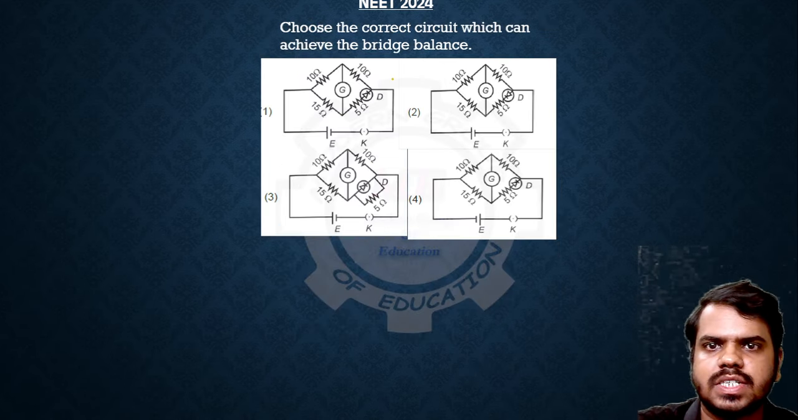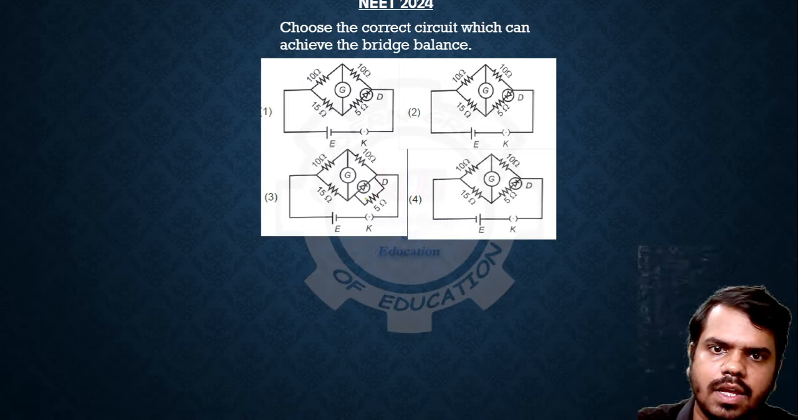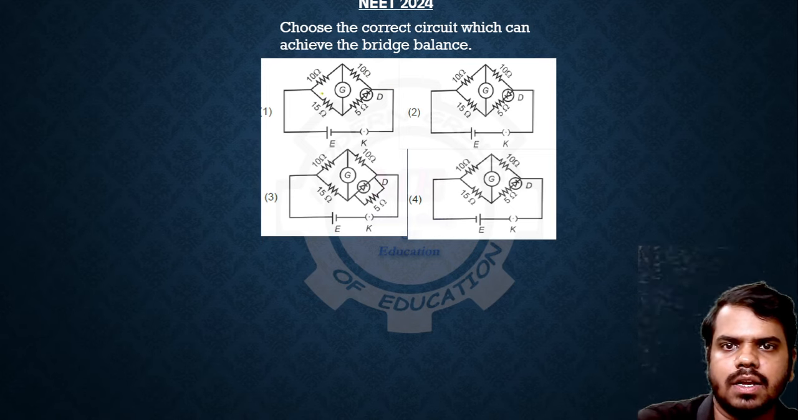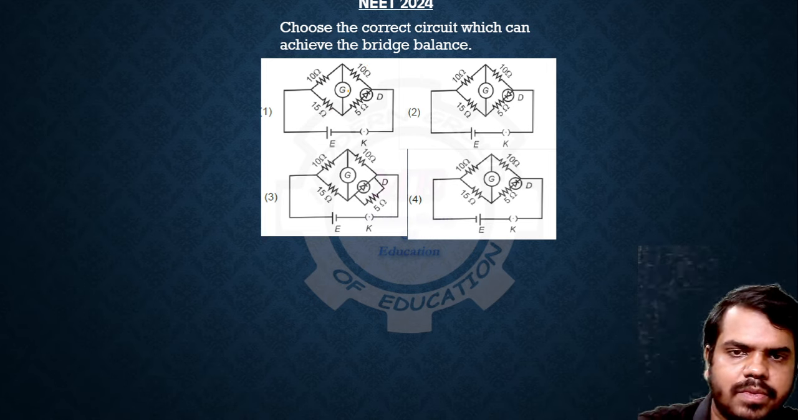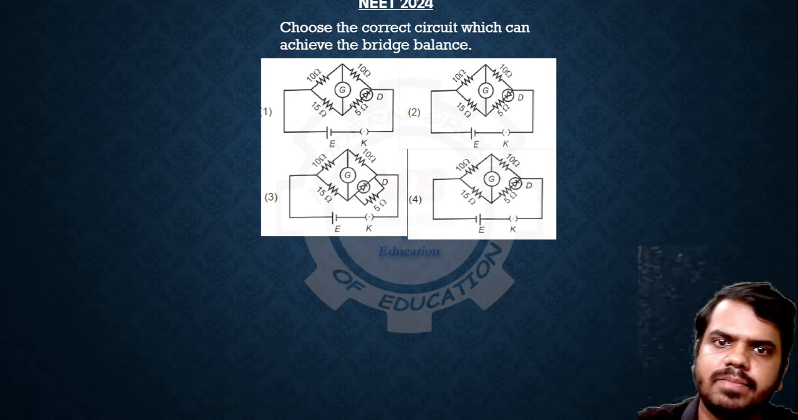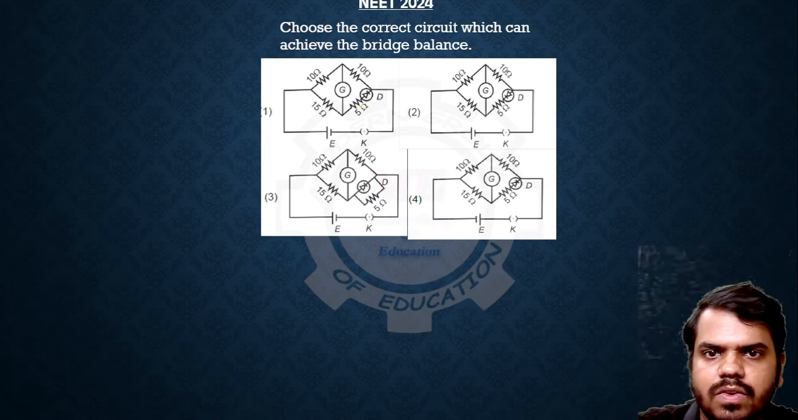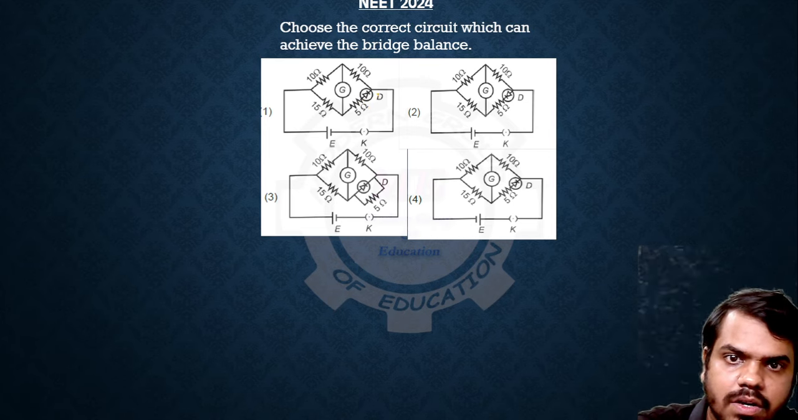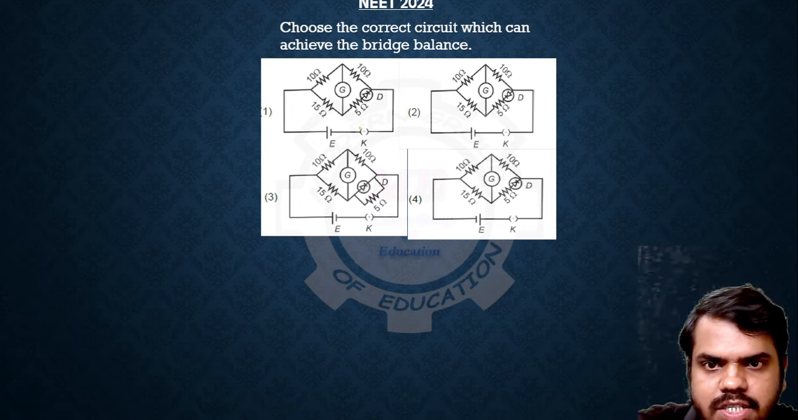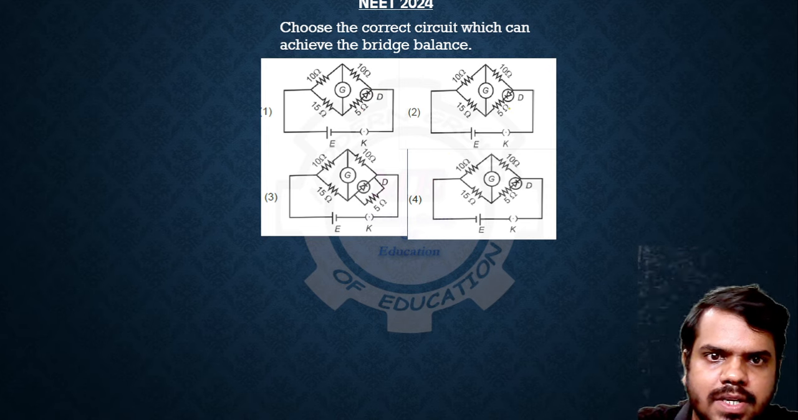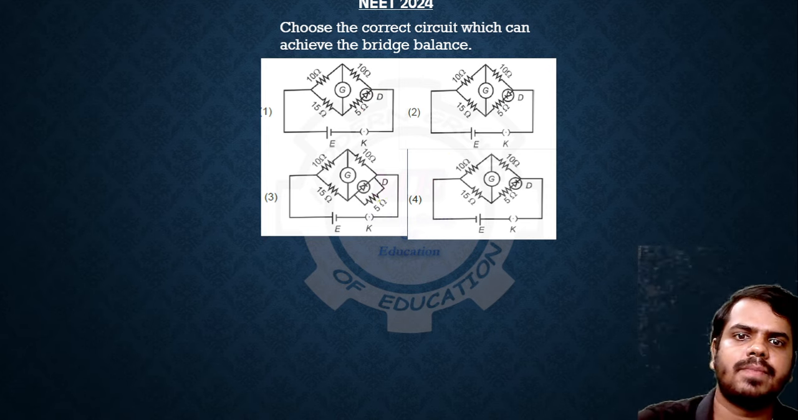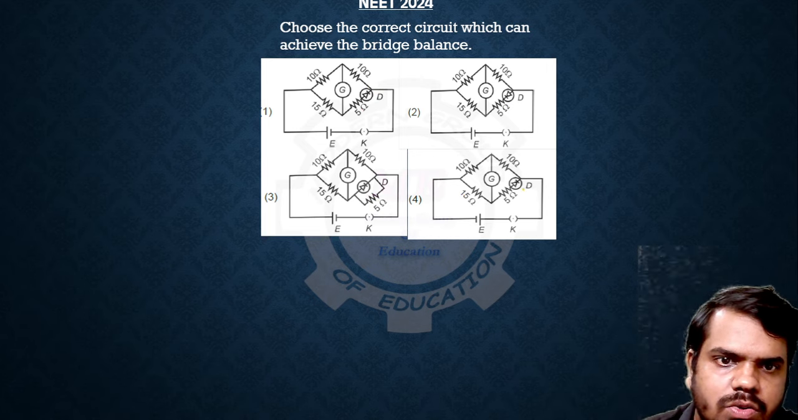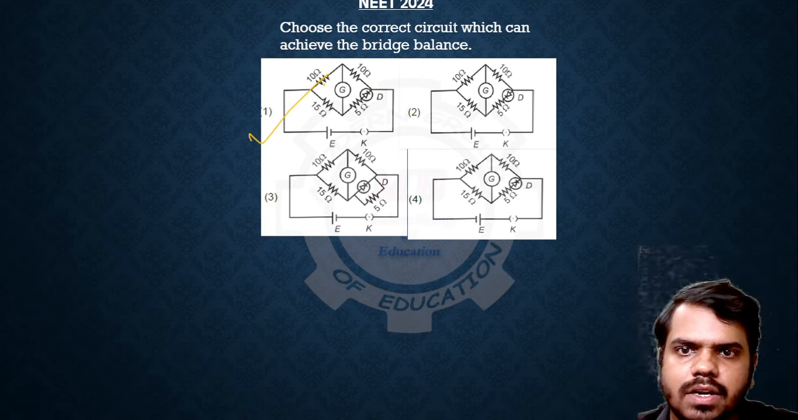Choose the correct circuit which can achieve the bridge balance. Okay, this is a new type of question. So here if you multiply 10 into 550 and 10 into 150, that will not balance the bridge. Now you have to check the forward bias connection. So here positive and negative connected, this is the forward bias, but this is the reverse bias. And option C has forward bias, but the 5 ohm is in parallel, and option E is also reverse bias. So option 1 is correct, forward bias.